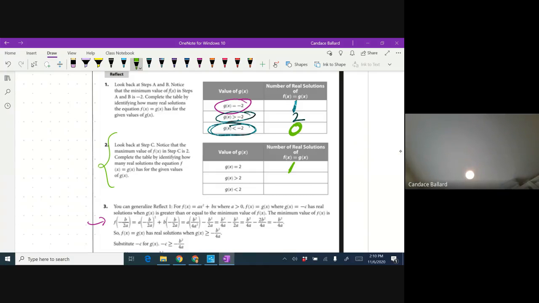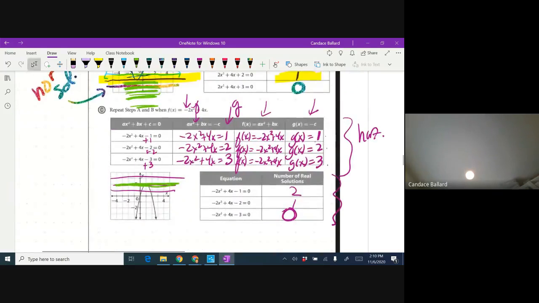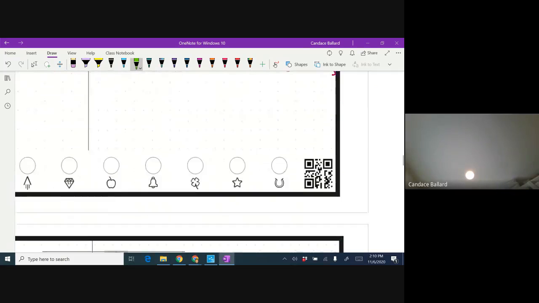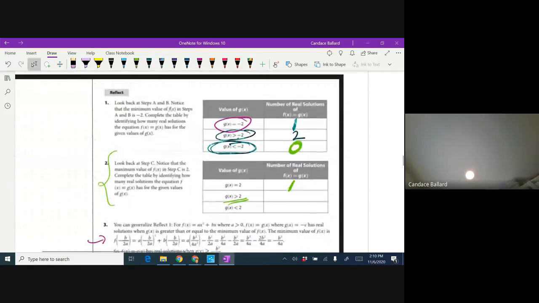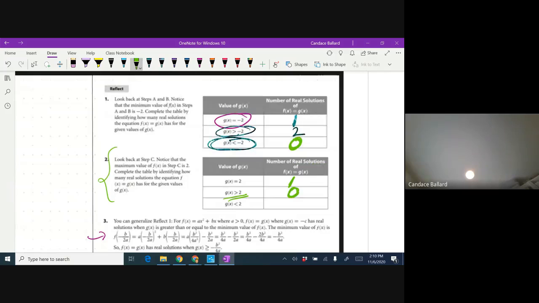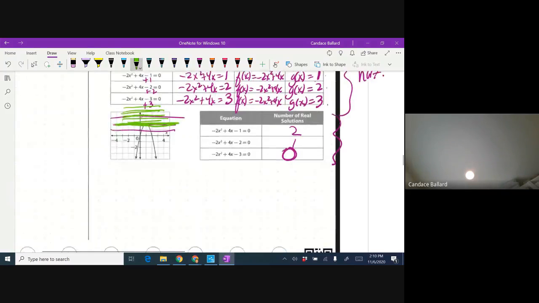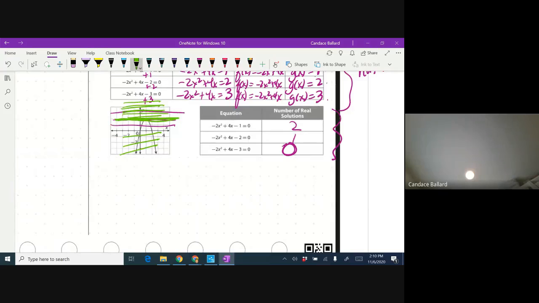All right, now we're going to look at numbers greater than 2. So let's look at greater than 2. So that means I'm above this up here. How many values or how many solutions do I have if I'm bigger than the maximum value? Good, good, good. We're looking at 0. All right. And then at less than the maximum value, so if I'm down here somewhere, how many solutions do I always have?